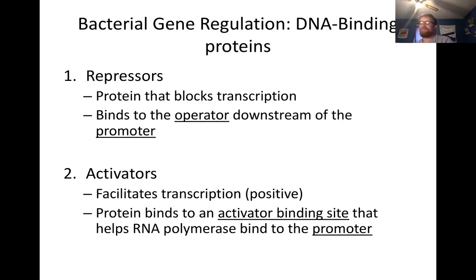So in this case, nothing's maybe blocking RNA polymerase, but it can't do it on its own. It's a similar idea to a sigma factor, except this isn't a sigma factor.